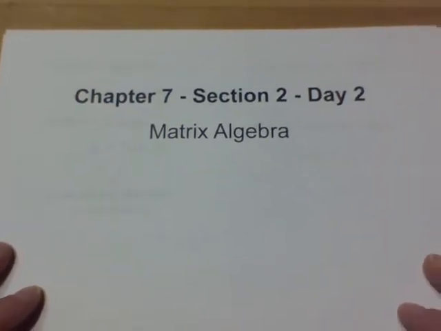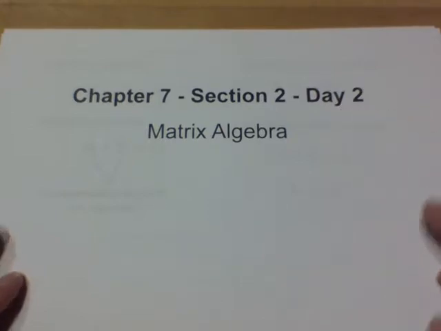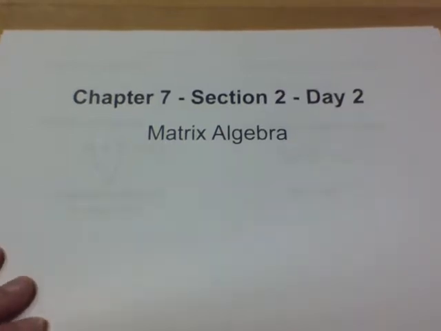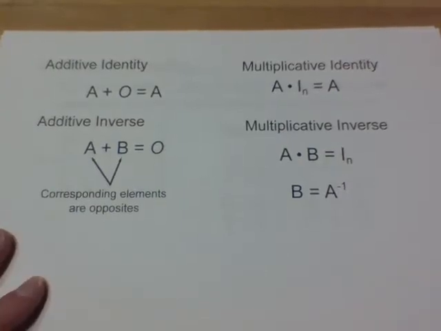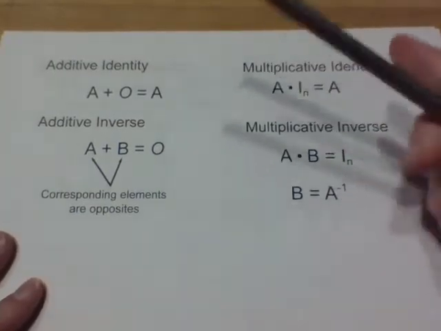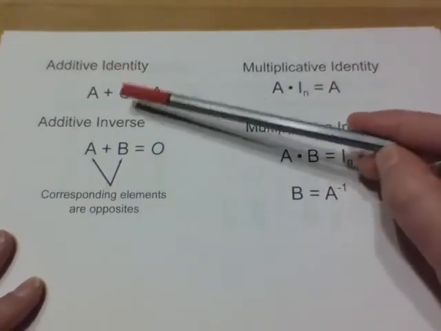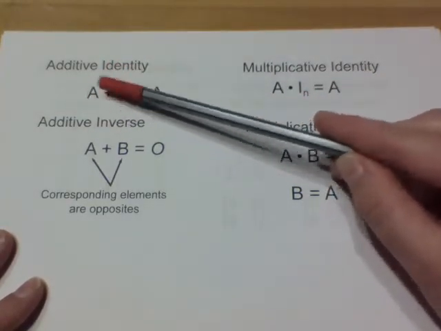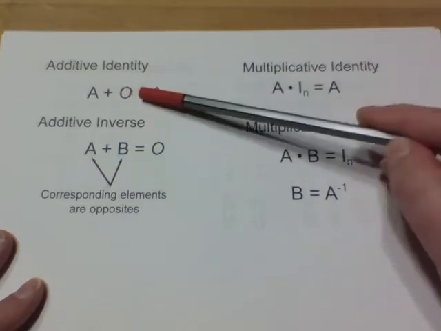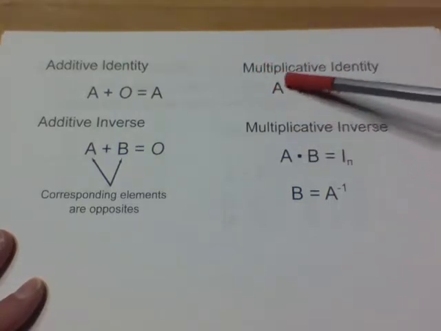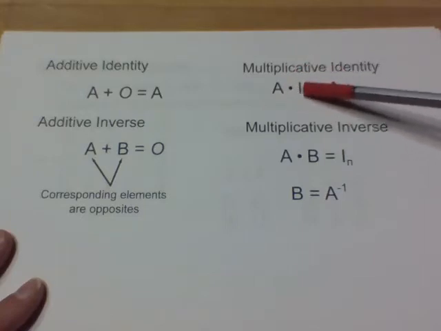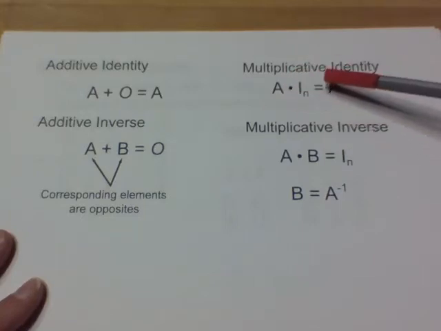All right, so here we go with some matrix algebra, and we're doing 7-2 day 2 for pre-calculus. The first thing, and these actually exist in algebra, is that we do have an additive identity, which means that if you take any matrix and add this additive identity, you're going to end up getting that same matrix back out. We also have a multiplicative identity, and the idea is that you would take that matrix and multiply by this form of 1, if you will, the identity matrix, and it's going to equal back to the matrix.